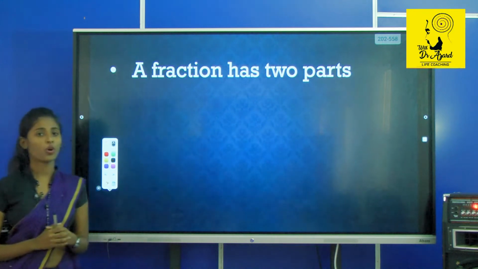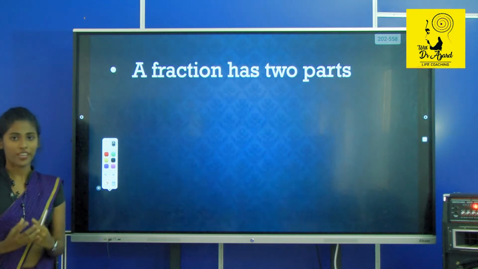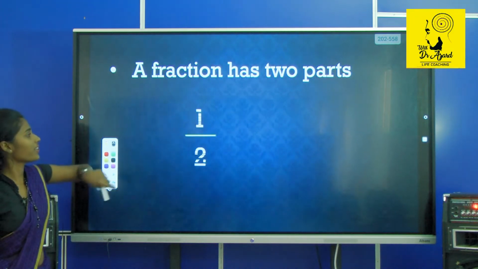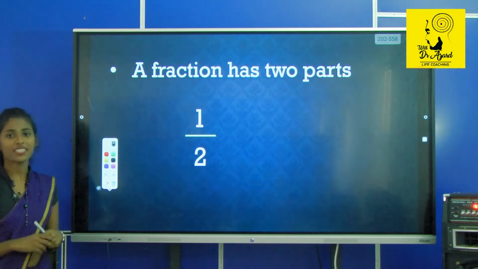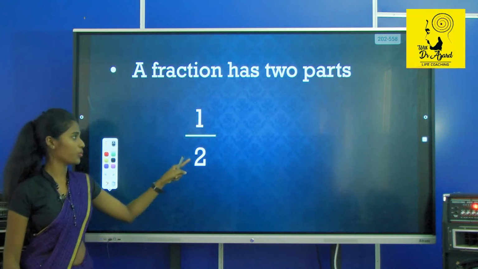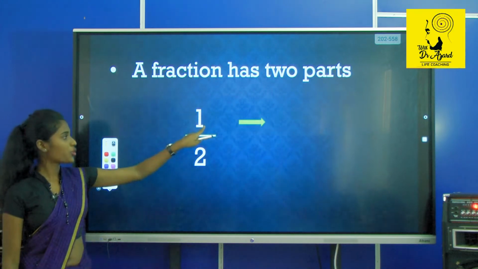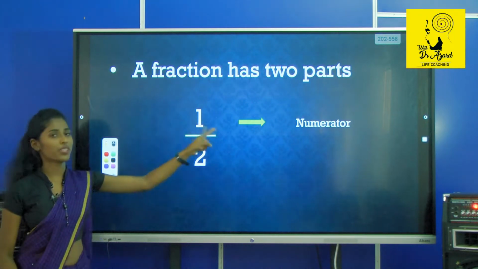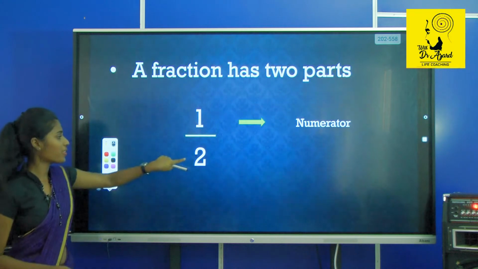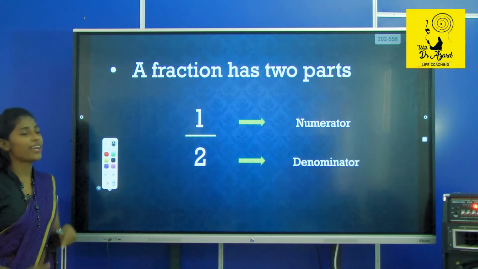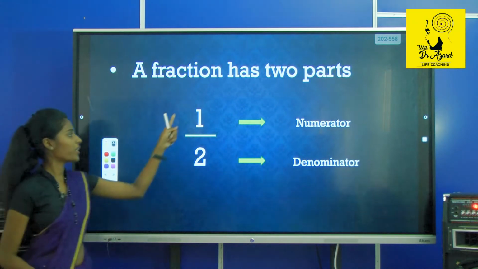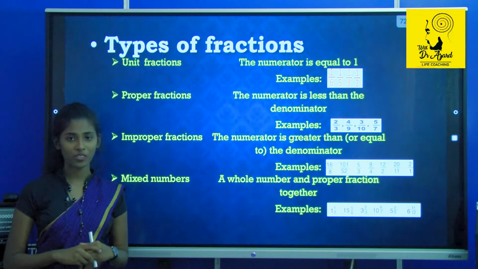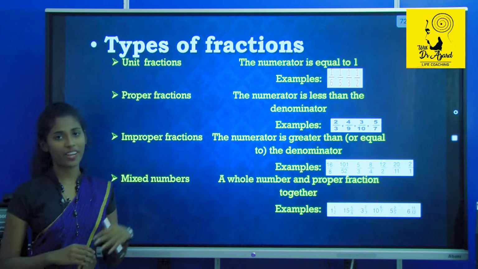Next we are going to talk about parts of a fraction. A fraction has two main parts. Let's see what are the parts. Here you can see a fraction 1 over 2. The top number we call as numerator and the bottom number we call as denominator. Numerator and denominator.